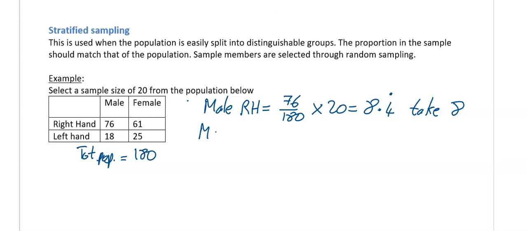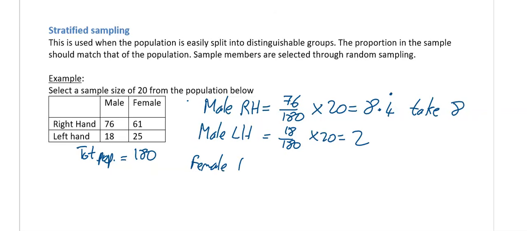Next thing we have male left-handed. So male left-handed, we have 18 left-handed people out of 180, and we multiply that by 20, and if you do that, you're just going to get 2. So that's nice, we don't have to do any working out there at all.